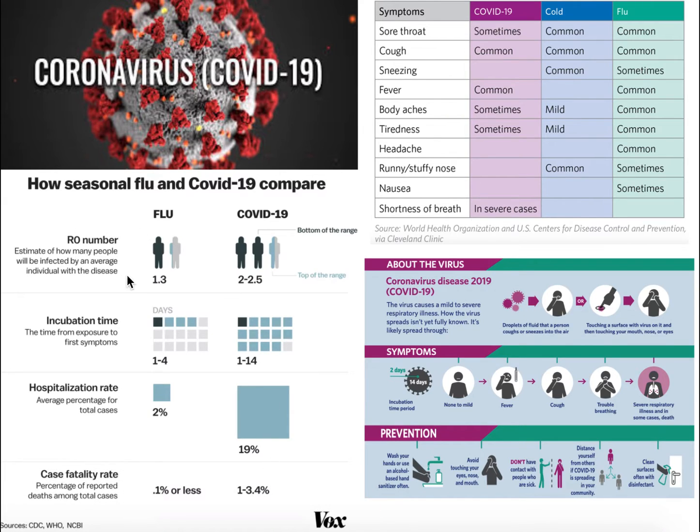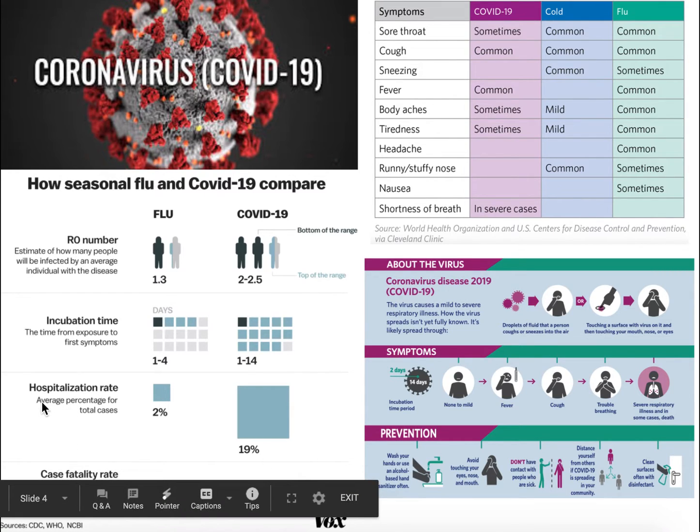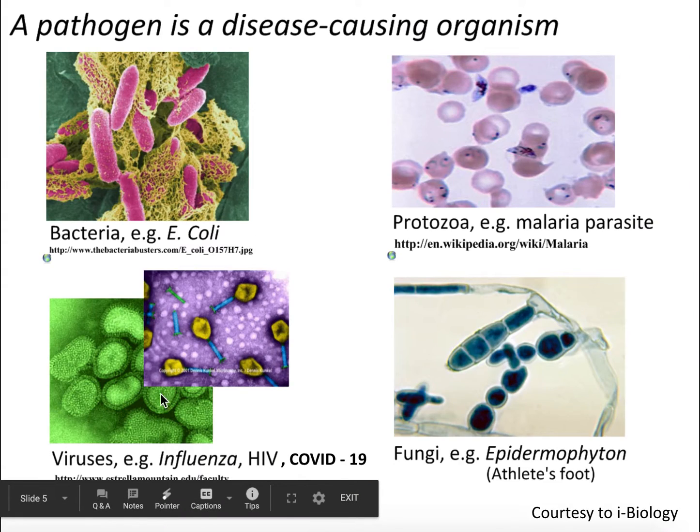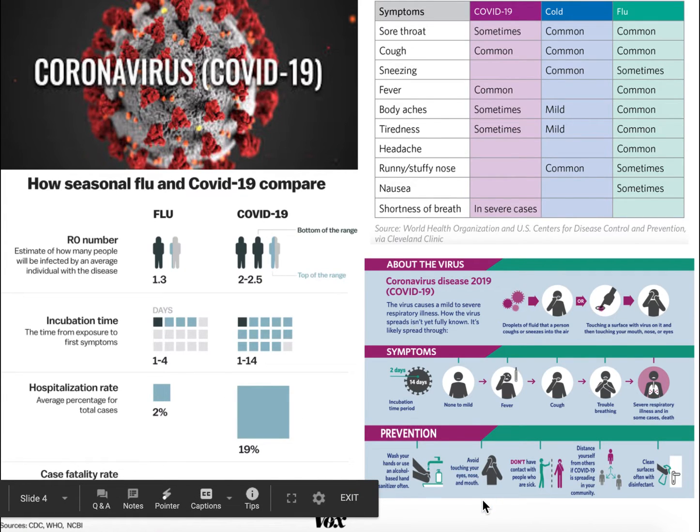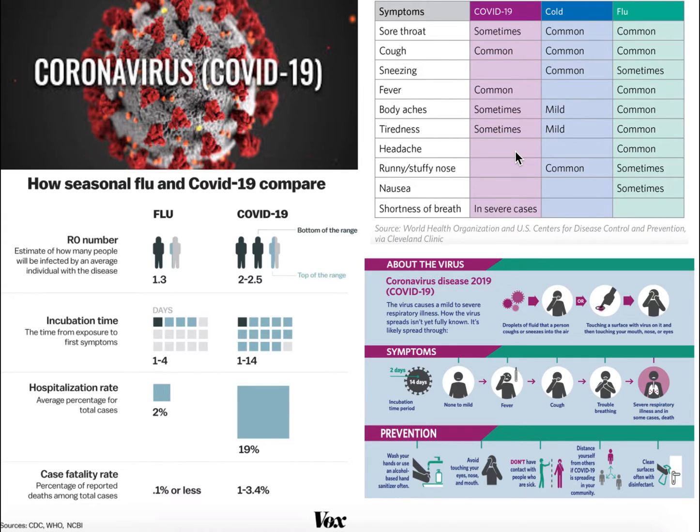So this is stating how many people will be infected by an average individual with the disease. So the flu is usually 1.3 people, where COVID-19 is 2 to 2.5 people. The incubation period is much longer, so quarantine is important, staying inside, since it's 1 to 14 days before you start showing the symptoms. And then you can see the percentage of hospitalization rate from this, as well as cases of fatality rates is a little bit higher for the COVID-19.